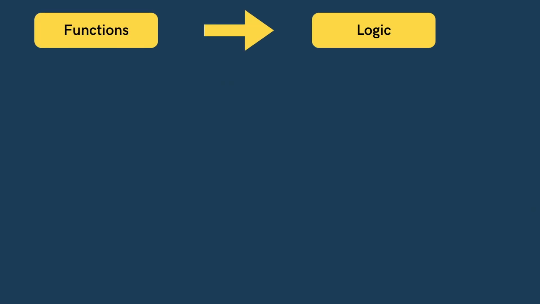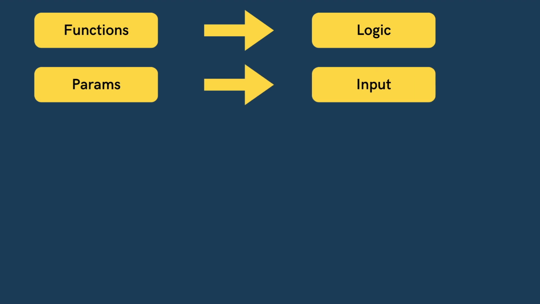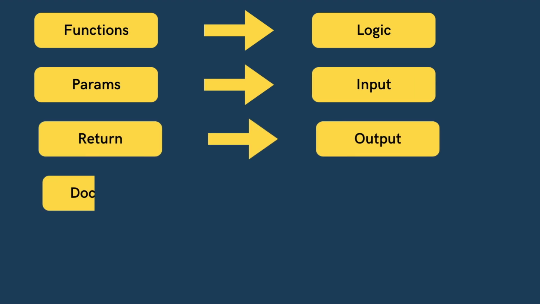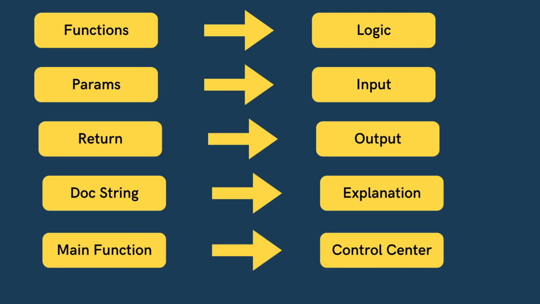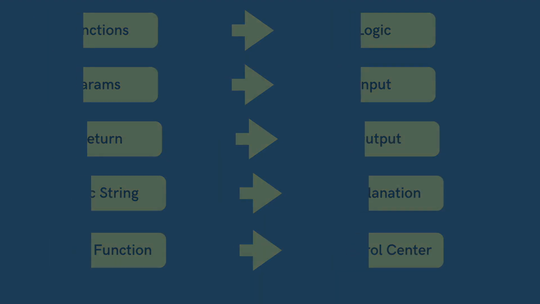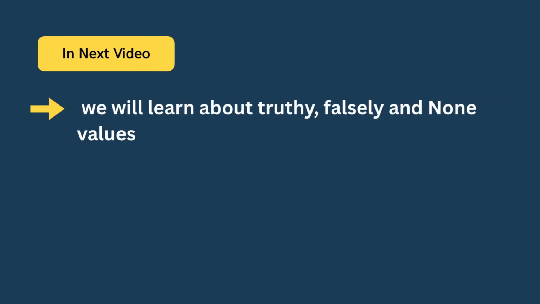Now let's step back and simplify everything you just learned into one clear mental model. Functions are logic, parameters are input, return is output, docstrings are explanation, and the main function is the control center. If you understand this video, you are no longer writing basic functions, you are writing structured and reusable code. In the next video, we will learn about truthy, falsy, and null values.